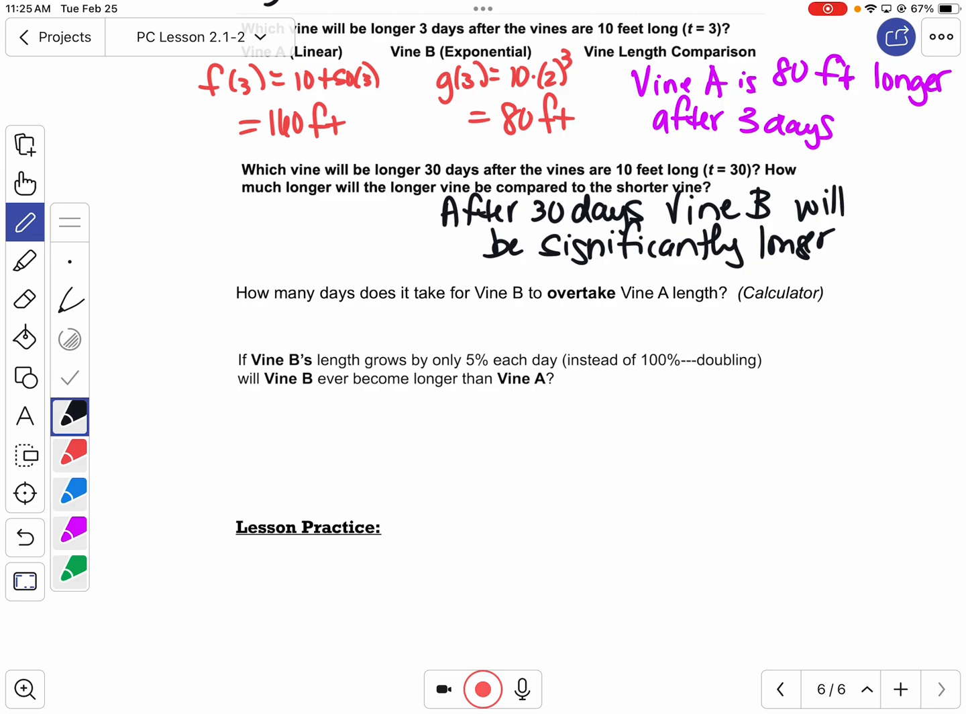And then it says, how many days does it take vine B to overtake vine A? How could we figure that out? Yeah, where are they equal to each other? And this is where it says calculator. We take our f of t, put it in y1, our g of t, put it in y2, and find that intersection. Just for the sake of time, we're going to skip that part, but that's what we would do. And it's about 4.58 days, by the way.